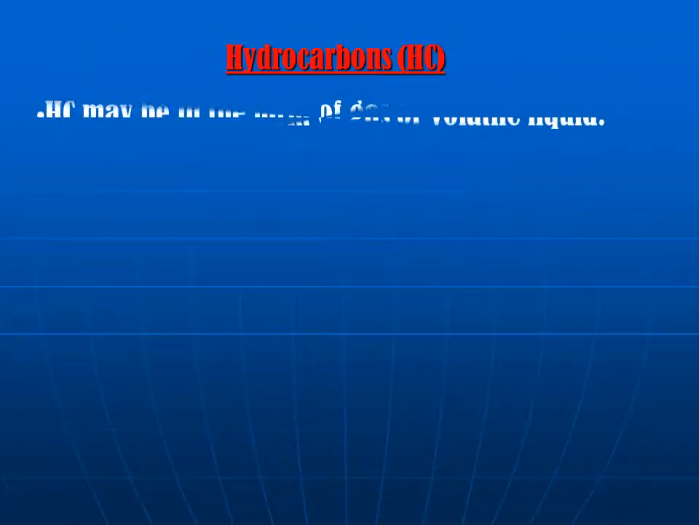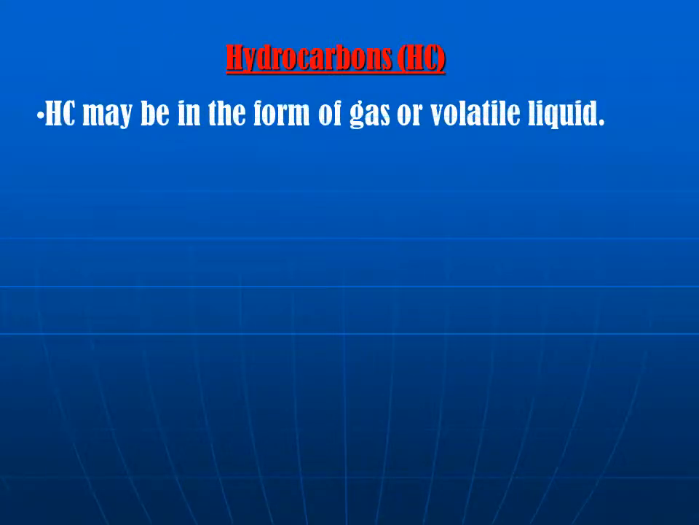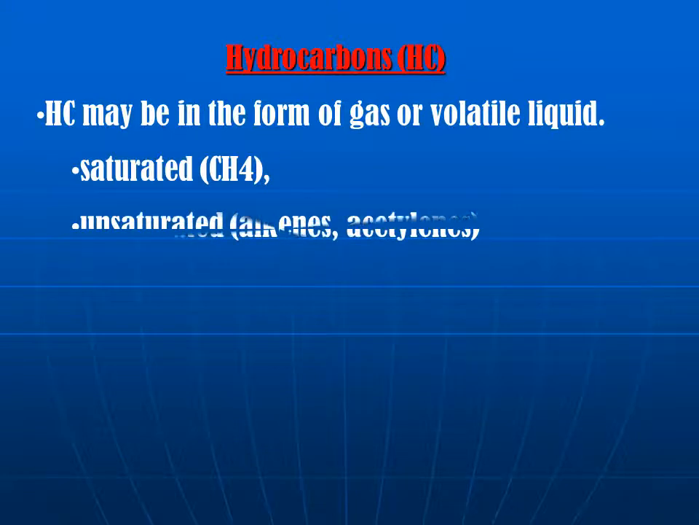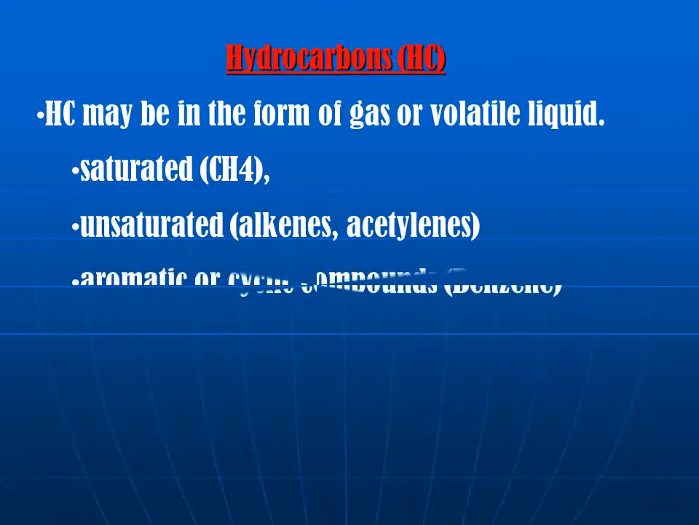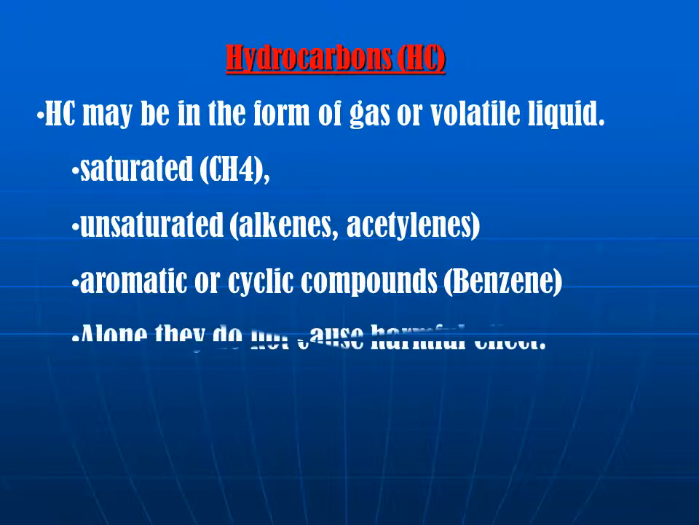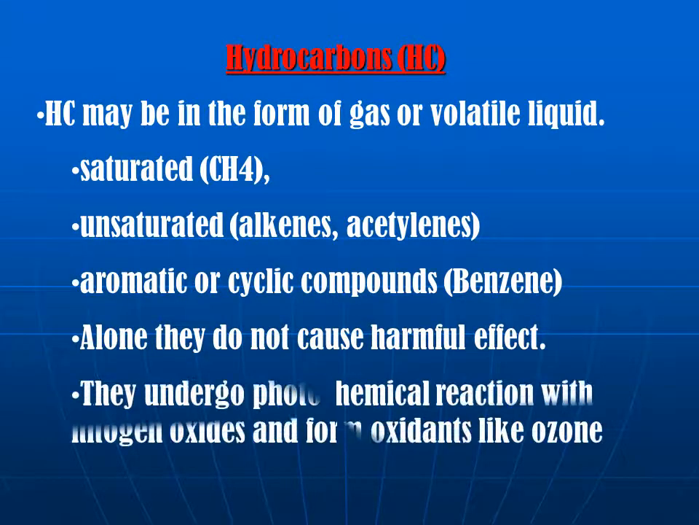Next is hydrocarbons. Hydrocarbons may be in the form of gas or volatile liquid. They are saturated like methane, unsaturated like alkenes and acetylenes, aromatic or cyclic compounds like benzene. Alone, they do not cause any harmful effect. They undergo photochemical reaction with nitrogen oxides and form oxidants like ozone.